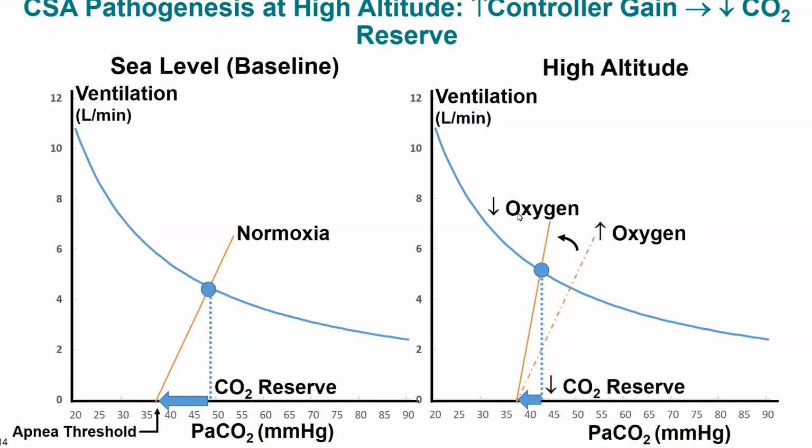A drop in ambient oxygen tensions on the right-hand panel leads to an overall steepening of the CO2 ventilatory response curve. Well, as our sensitivity to minor changes in CO2 increases, what happens to our CO2 ventilatory reserve? It decreases dramatically. And that's shown here between the eupnic point and the apnea threshold, compared to normoxia at sea level. Hypoxia drives an increase in ventilatory response, and we get closer and closer in our level of ventilation and CO2 to the point that minor perturbations lead to the cessation of breathing or central sleep apnea.